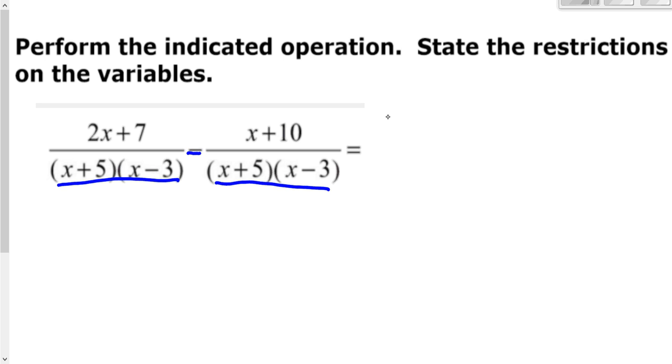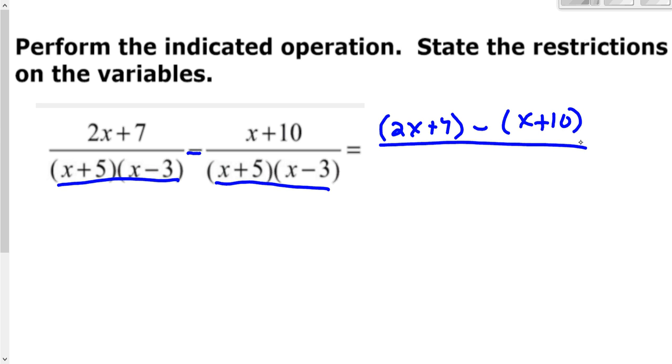So I'm going to rewrite this as x plus 7 minus (x plus 10), putting that in parentheses because I need to remember to distribute that negative sign. Then over our common denominator, that negative becomes a positive and every sign after it changes. And now combine like terms in our numerator.